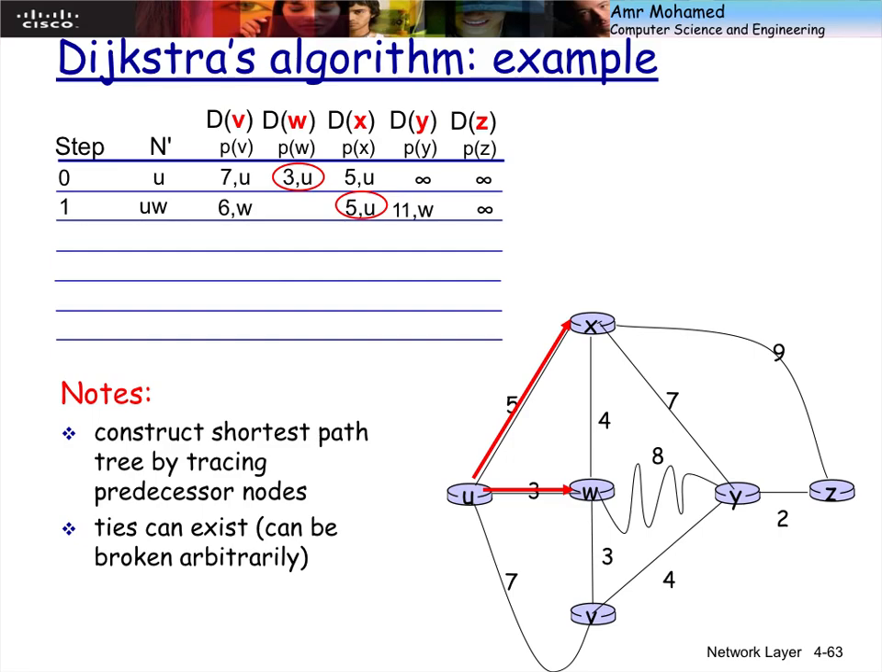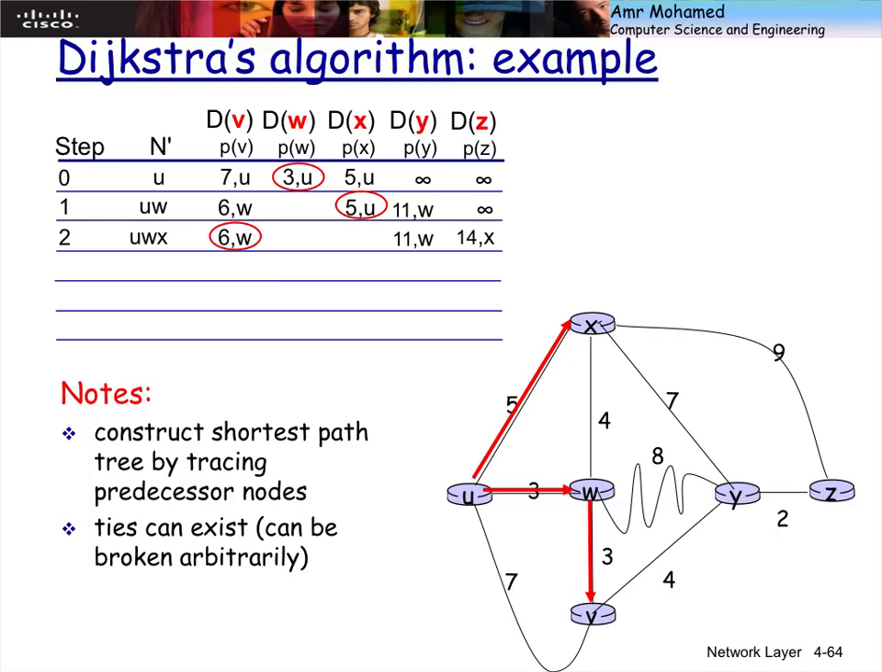So from this row we select the minimum. The minimum is 5, which means that now we include X. So here X will have to be included. Which means that this column and this column and this column are done. And now from then on we have to worry about the other ones. So again we do the same thing.